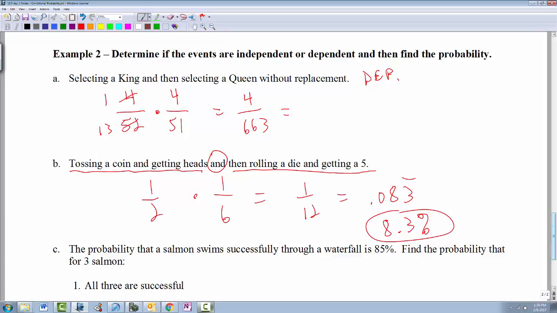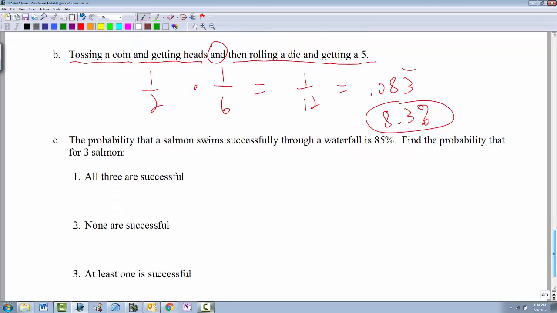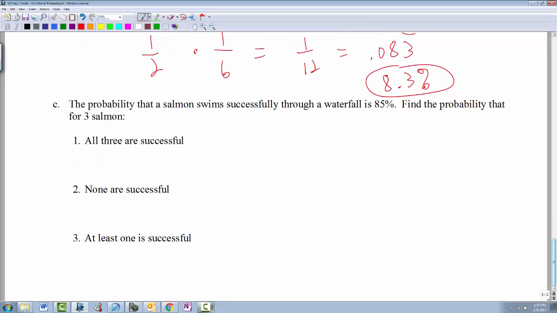All right. Then you got this scenario. The probability that a salmon swims successfully through a waterfall is 85%. That seems high because you ever see those videos of the bears eating them, going crazy? Does the fact that a salmon makes it affect the next salmon's probability of making it? Yes or no? No. That's what this is, an independent scenario.